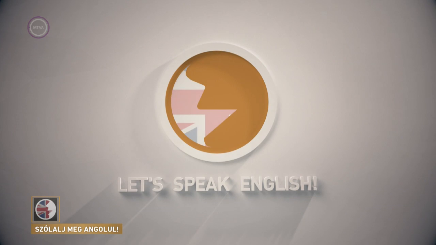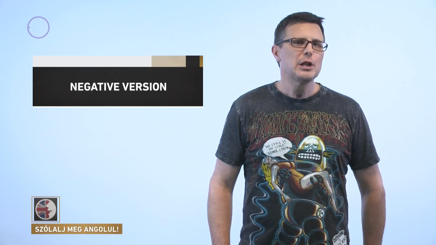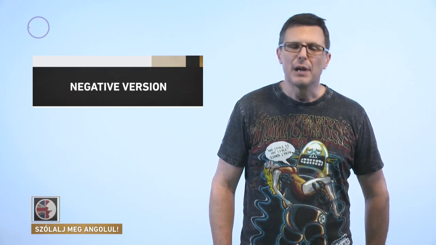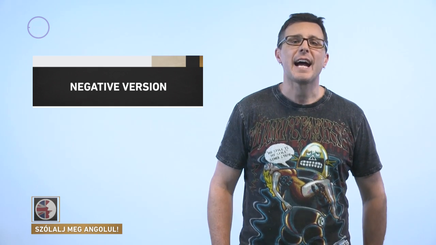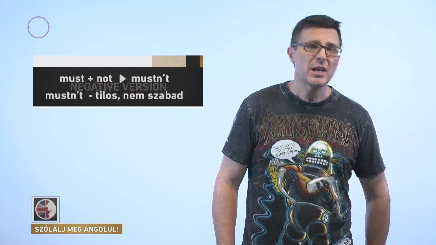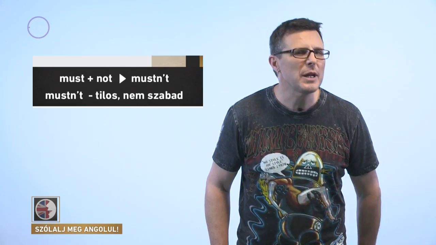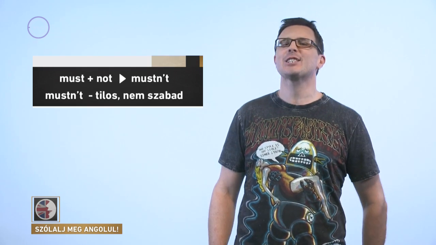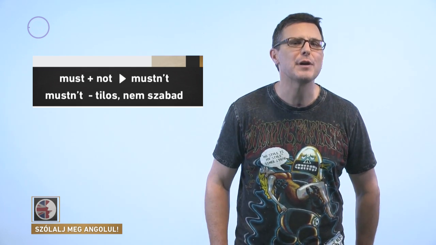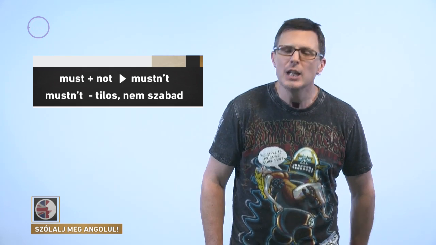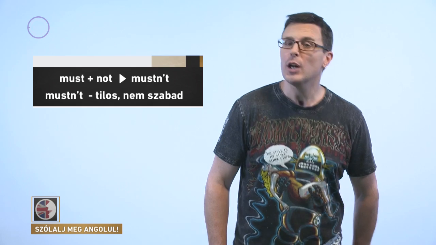Now, we also learned that there is a big difference when we add not to have to and must. When we want to use not with must, it's very simple. We just add not to the end. Must changes into must not. And what do we always prefer? That's correct. We always prefer to use the short version. So we use mustn't. Good.